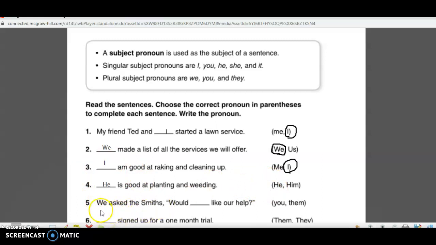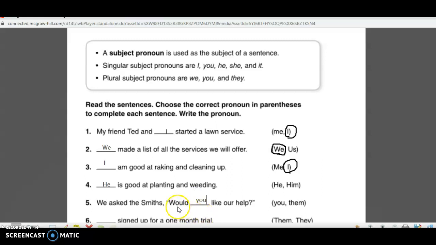Looking at number 5, we asked the Smiths, would them like our help or would you like our help? If we're asking the Smiths, when you're asking somebody something, you would be using you. And if we read it, well, let me make it a little bit higher.